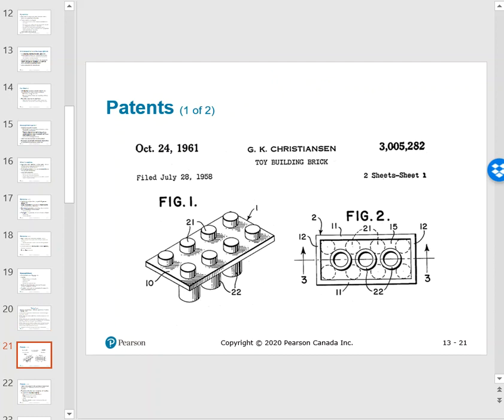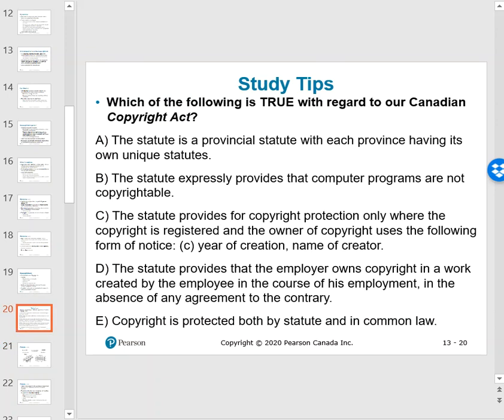All right, so now let's move to a second type of IP. And the second type is patent. So we already know what copyright protects: literary works, dramatic works, songs, music recordings, etc. Now let's look at patents. Oh, the right answer for that one is D. D as Donald. D is the right answer for this one.